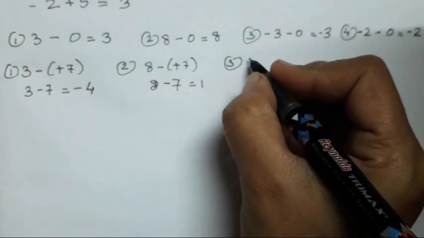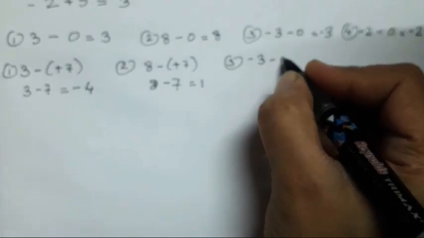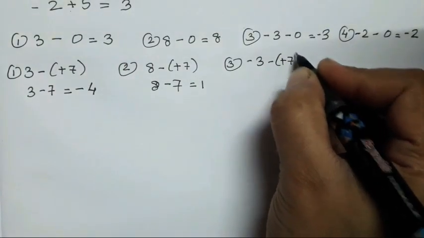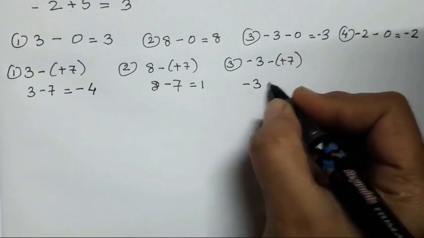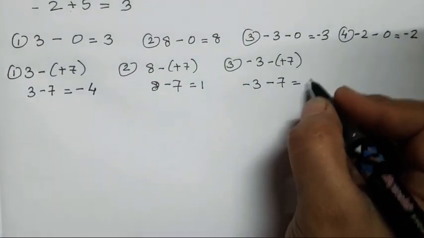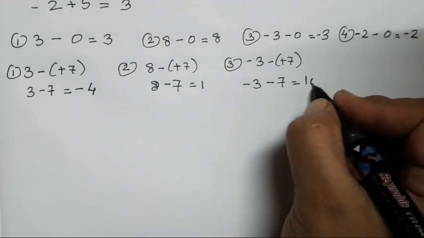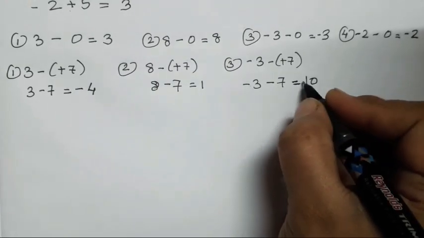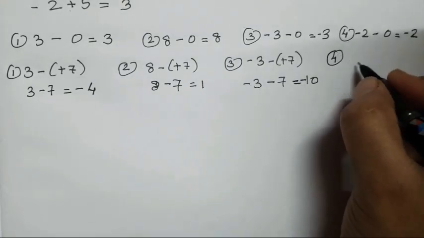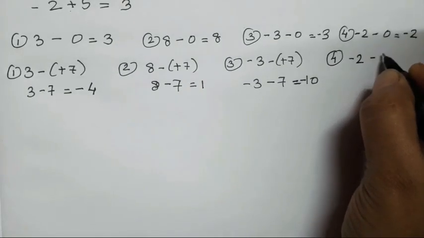Third one is going to be minus 3 minus and plus 7. So minus 3 minus and plus is going to be minus 7. Minus and minus will be plus. So 7 plus 3 is going to be 10, and sign of the bigger number, that is minus. I hope it is getting clear to everyone what steps you have to use.